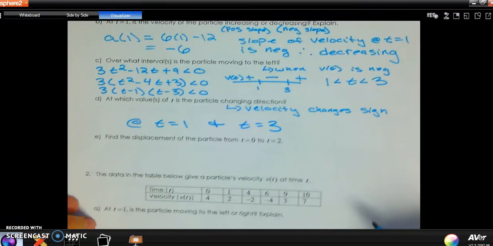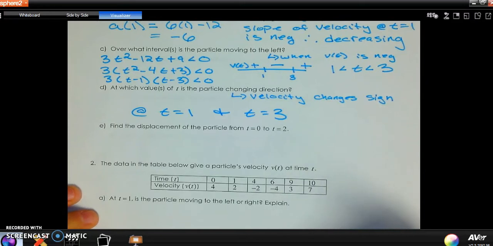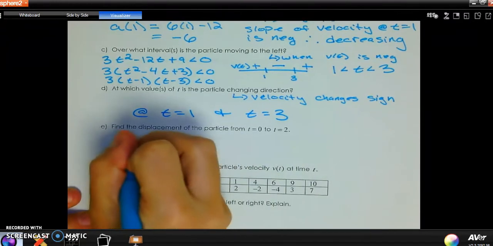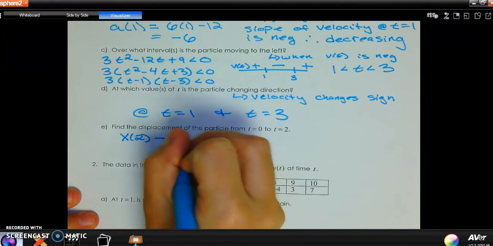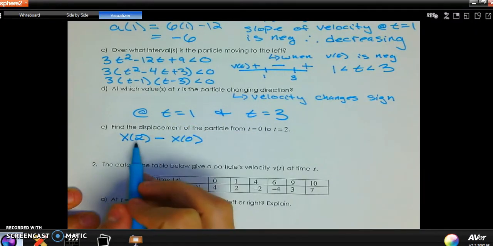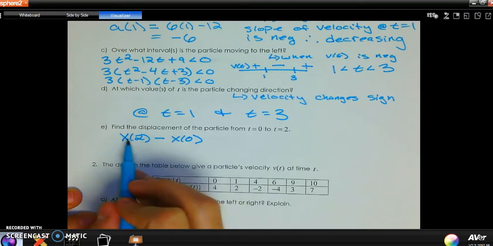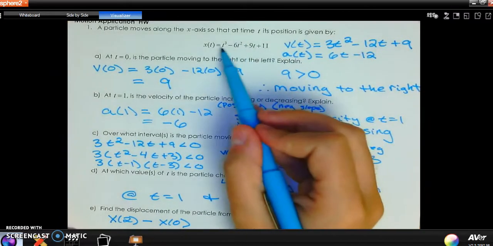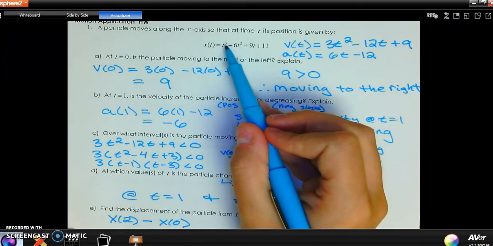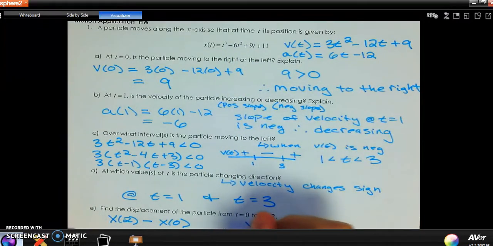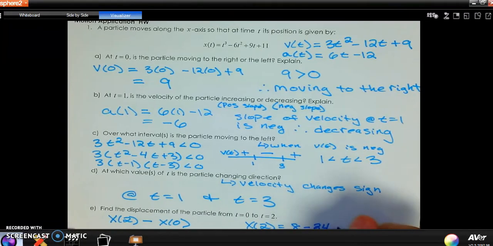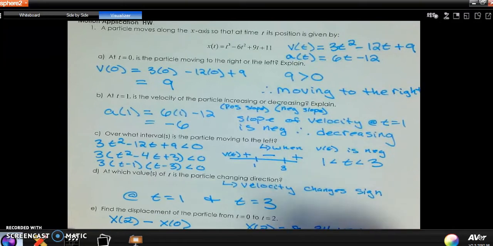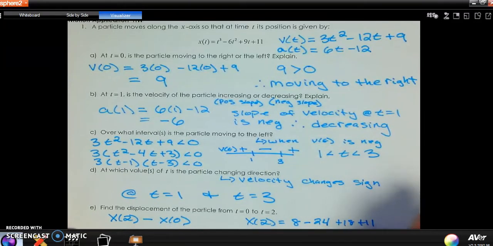Find the displacement. So again, the displacement you could integrate if you wanted. You could integrate the velocity, but you could also think of displacement as your end position minus your starting position. So to figure this out, you take 2 and plug it into the position function way back up at the top. So it's going to be 8 minus 24 plus 18 plus 11. So what is that? Negative 16 plus 18, positive 13.